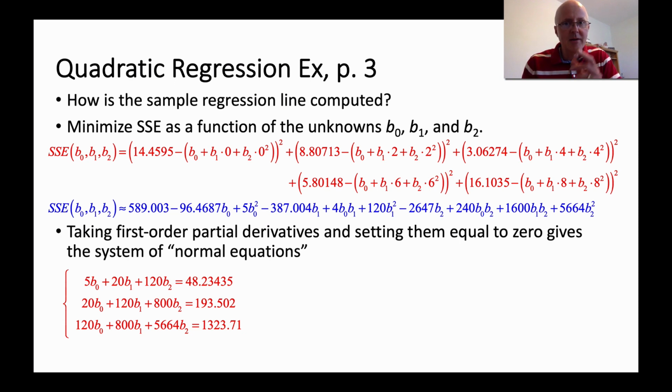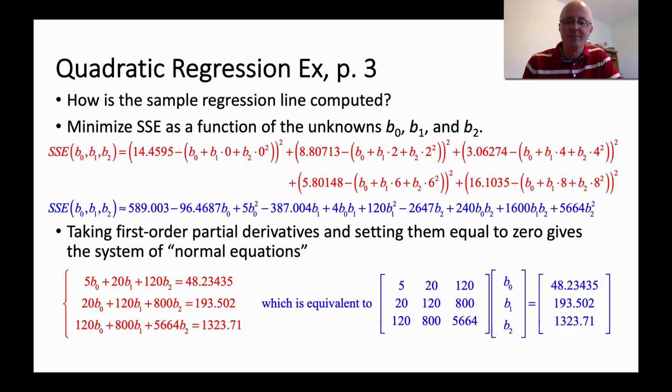This is equivalent now, here's where the linear algebra comes in, to a matrix-vector equation, this one right here. This is the 3 by 3 coefficient matrix. Notice the numbers 5, 20, 120, 20, 120, 800, 120, 800, 5, 56, 64 are the numbers in this 3 by 3 matrix, times a 3 by 1 column vector, b0, b1, b2, those are the unknowns.